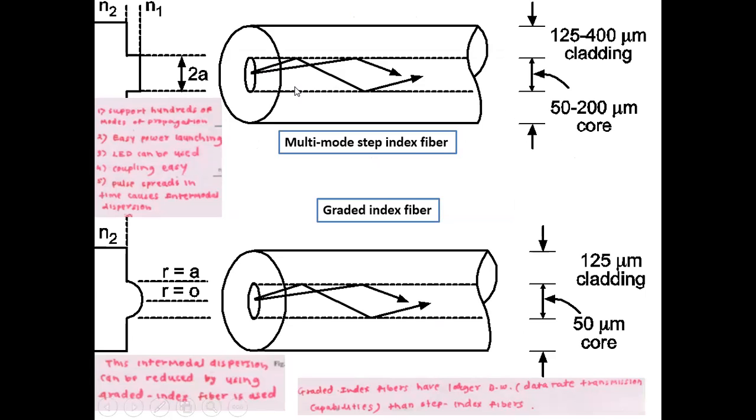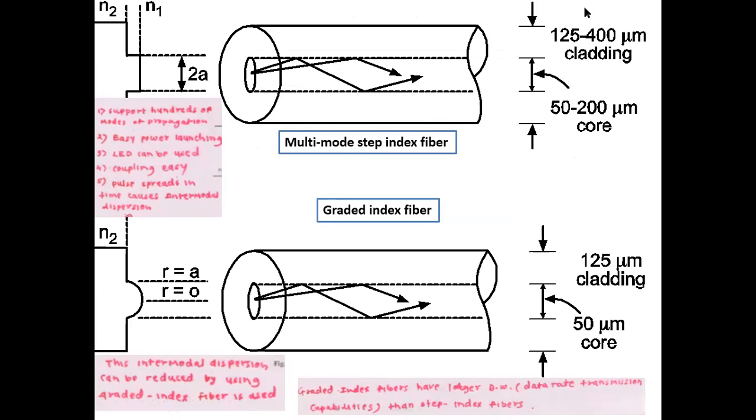But the main problem with this multi-mode step index fiber is that the pulse spreads in time, which causes intermodal dispersion. The discussion of this is important because the pulse is going to be spread in time.